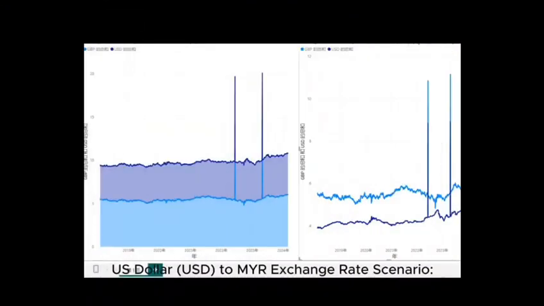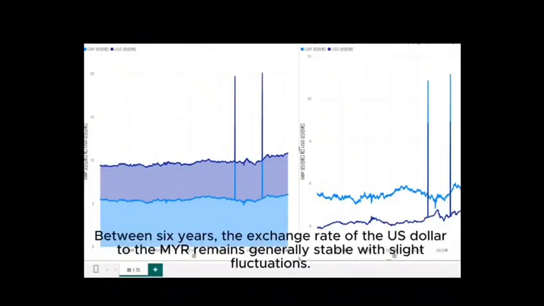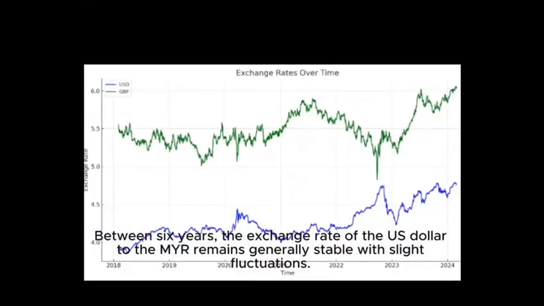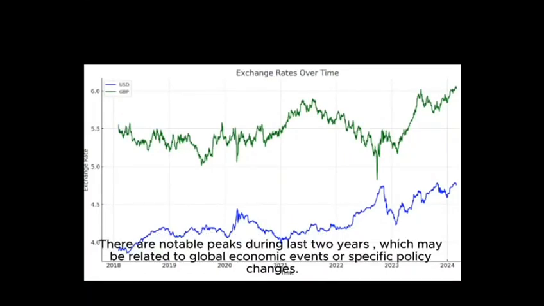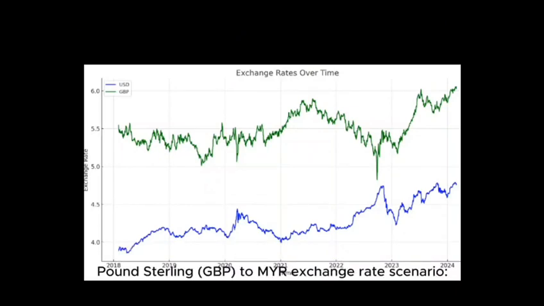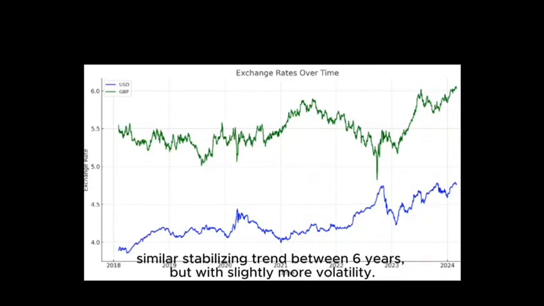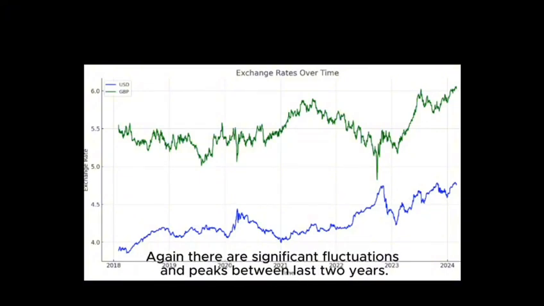US dollar USD to MYR exchange rate scenario. Over 6 years, the exchange rate of the US dollar to the MYR remains generally stable with slight fluctuations. There are notable peaks during the last 2 years, which may be related to global economic events or specific policy changes. Pound sterling GBP to MYR exchange rate scenario. The pound sterling to MYR exchange rate shows a similar stabilizing trend over the same years, but with slightly more volatility. Again, there are significant fluctuations and peaks during the last 2 years.